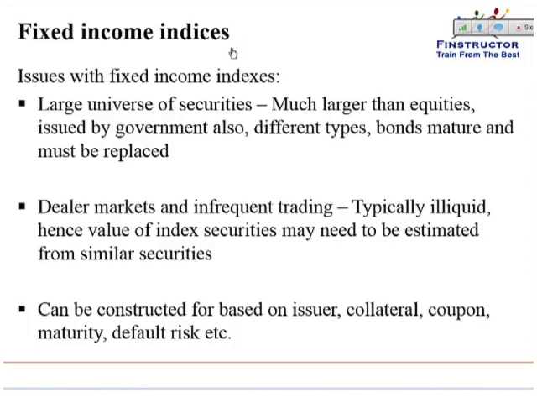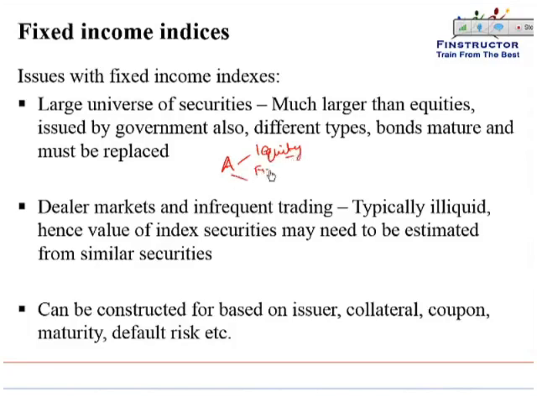Indices can similarly also be constructed for fixed income markets. However, there are some issues with fixed income indexes that we should be aware of. First of all, the universe of securities is much larger than equities, wherein there may be only 500 or 1000 large liquid names in a country. The number of fixed income issuances may be much higher, because for every corporate there will be only one equity. There will be one type of equity share, or maybe two types of equity shares at the most, but for the most part they will just have a common equity listed.